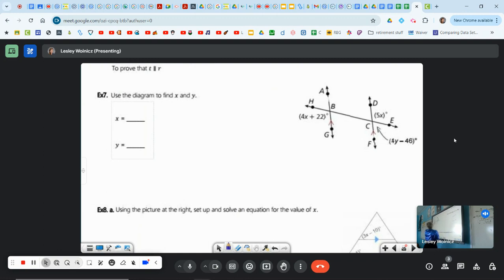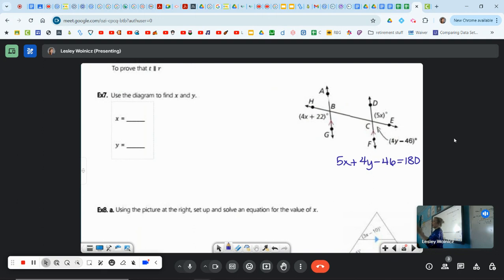So I could say that this angle here, guys, is supplementary to either this one or this one. Does everybody see it? Because these two are a linear pair and these two are same side exteriors. And that one looks easier to me than this one. So I would say that these two have to add up to 180. So let's write that one down. I know that 5x plus 4y minus 46 has to add up to 180. Can I solve that one yet?